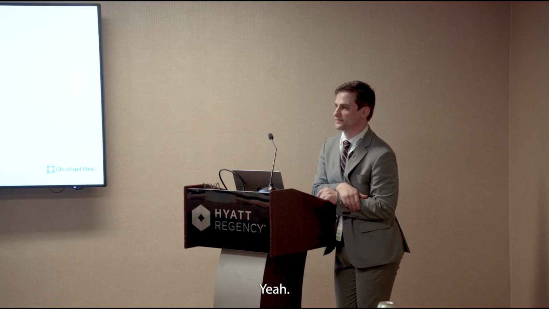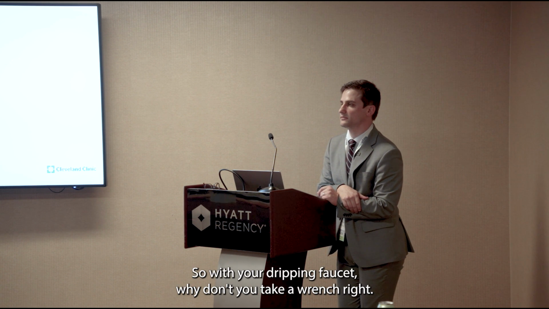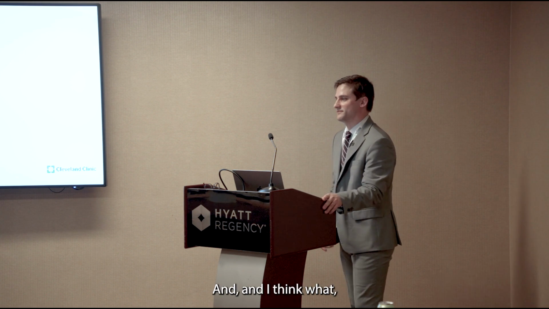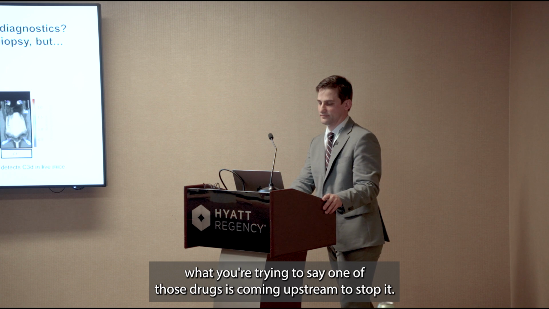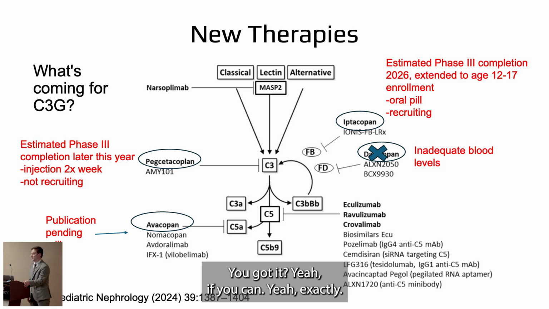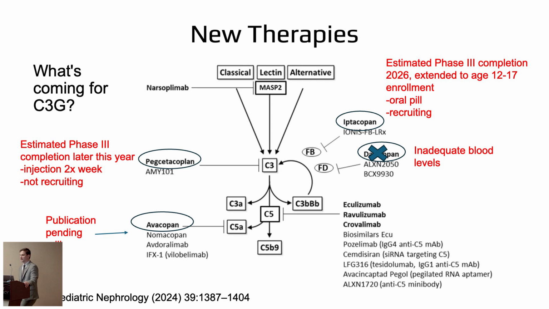Wonderful. Yeah, so my question is very basic. When you have a dripping faucet, why don't you take a wrench and stop it? And I think what you're trying to say is one of those drugs is coming upstream to stop it. You got it. Yeah, exactly. If you can plug the hole and stop it altogether, then that would be nice.